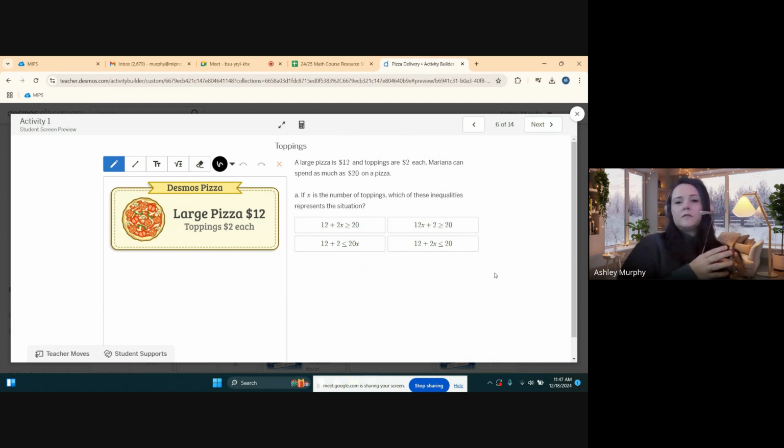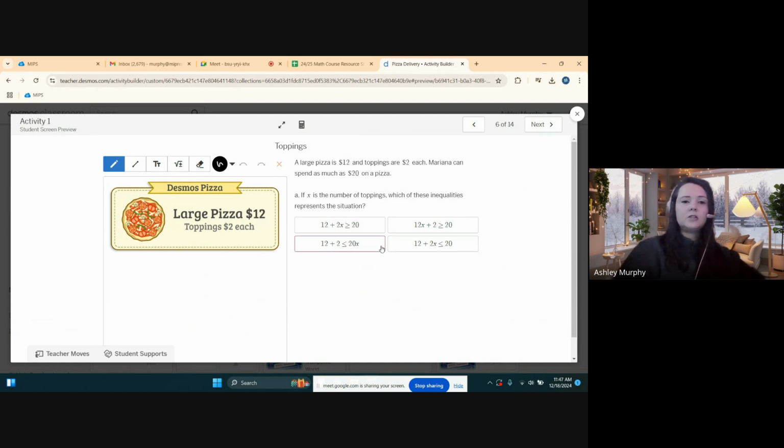So we have lots of toppings we could do. Now, Mariana can spend $20. That means she has $20 in her pocket. She doesn't have any more than $20. She can't go over budget because she wouldn't be able to afford it. She has to stay under her budget. So I'm going to focus on these bottom two because they're showing less than symbols. We cannot go over budget.